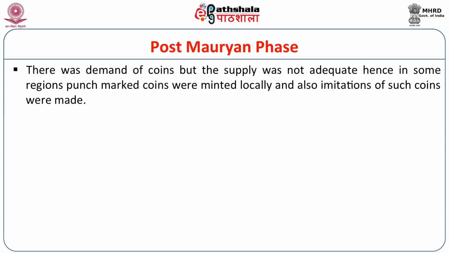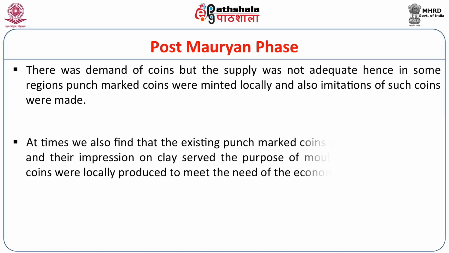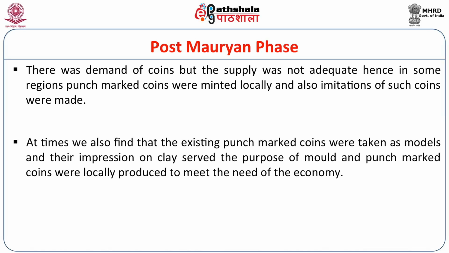There was a demand of coins, but the supply was not adequate. Hence, in some regions, punchmark coins were minted locally, and also imitations of such coins were made. At times we find that the punchmark coins, which should be actually minted by using the archaic multiple die striking technique, were minted by using casting technique. That is, they were minted in molds, which actually indicates that they were kind of forgeries or they were imitated just to meet the demand of the time.